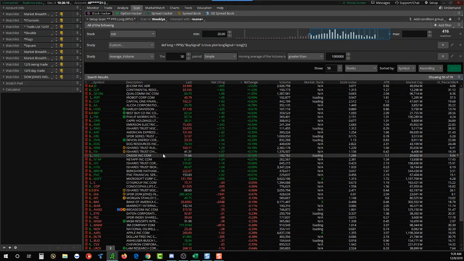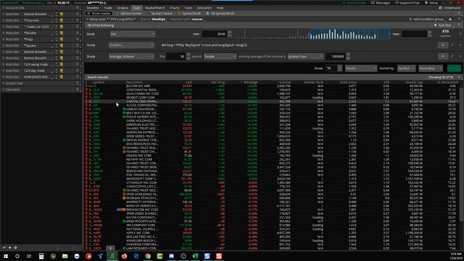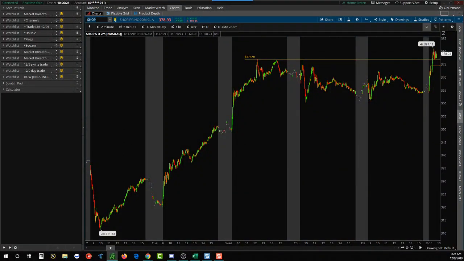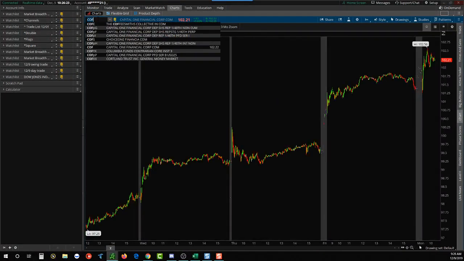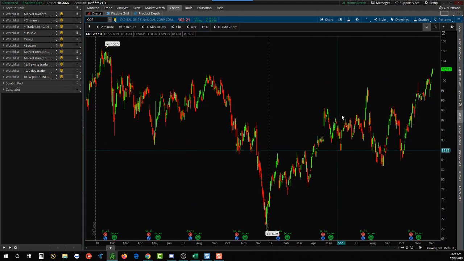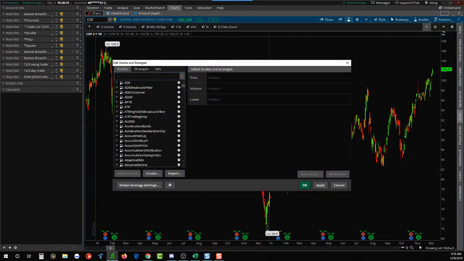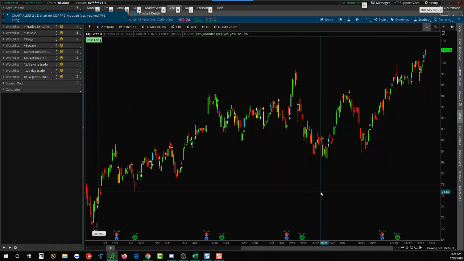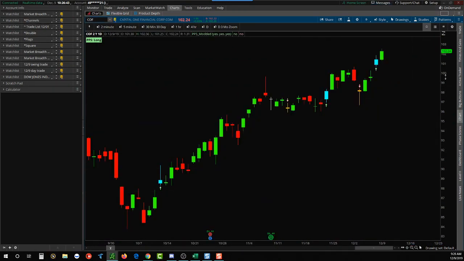So for the PPS signal, COF is one of those. We've got to go out and make sure that the scanner is working right. Never trust the scanner. And it is working right.